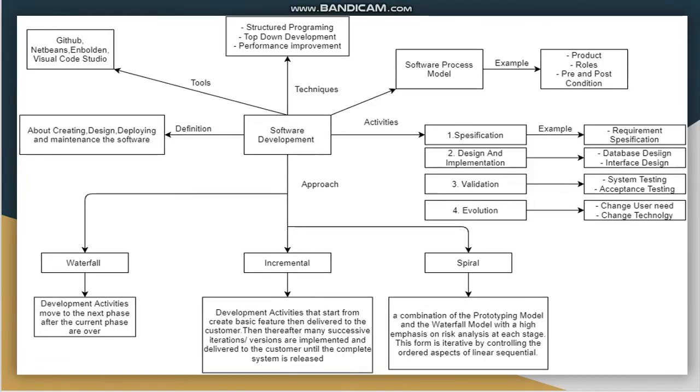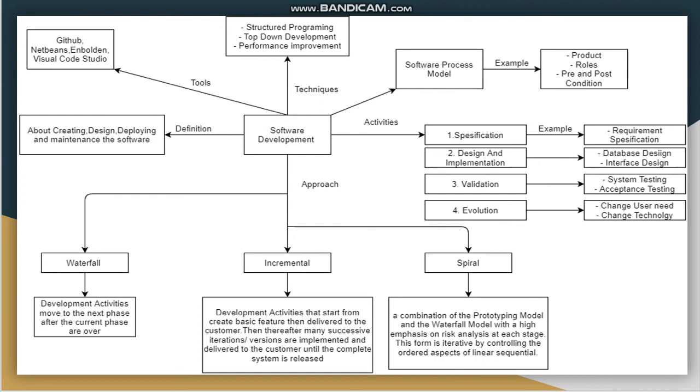Today I'm going to talk about software development techniques and tools. Software development technique is similar to software development methodology, which is waterfall, agile, incremental, spiral, and also prototyping. And software development techniques are methods or procedures for designing, developing, documenting, and maintaining programs or for managing some activity, which is structured programming, top-down development, and performance improvement.